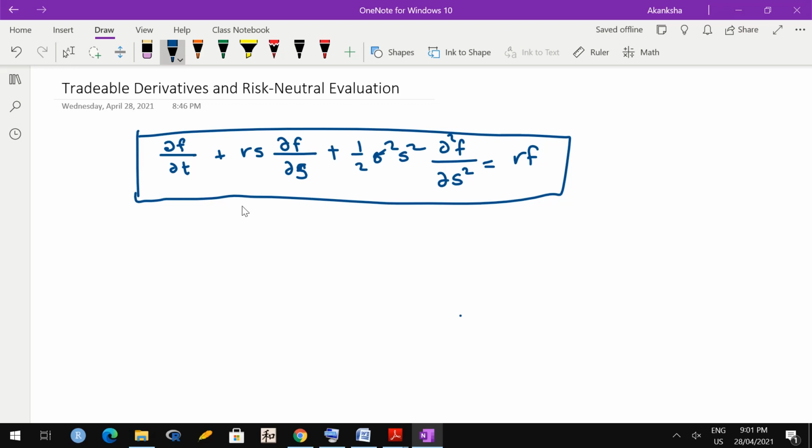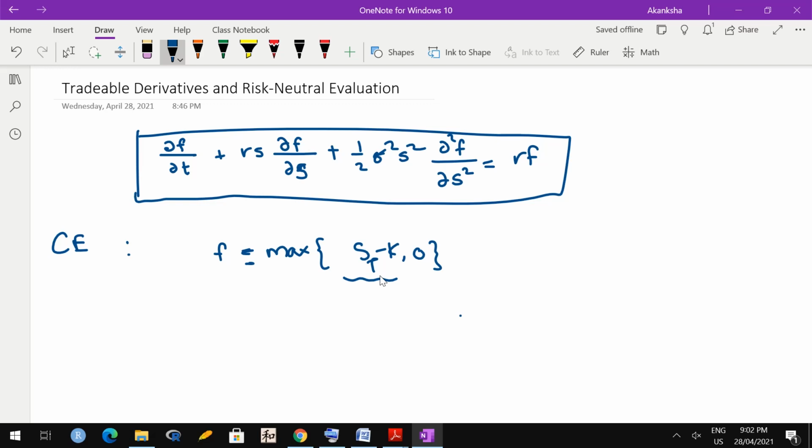Okay, for example, for a European call option, we know that at time capital T, the worth of that option is maximum of S_T minus K, comma 0. So let me write max(S_T minus K, 0). This is for a European call option, correct? So this becomes a boundary condition because at time capital T, this is the gain. This is the worth, right? So this becomes a boundary condition.